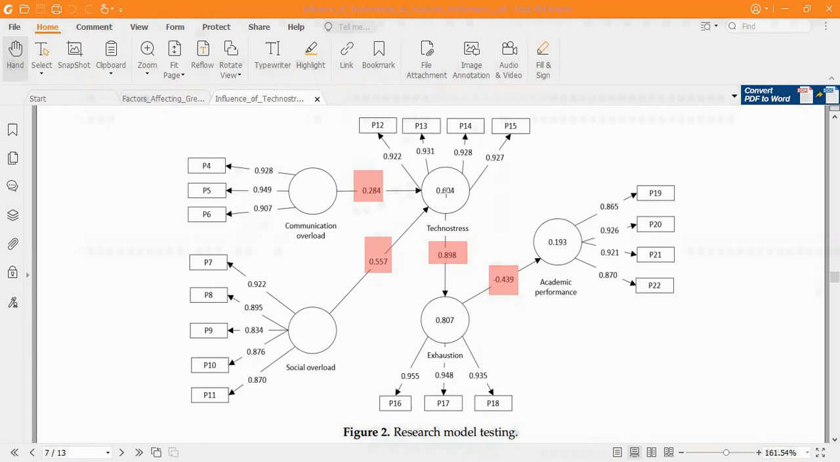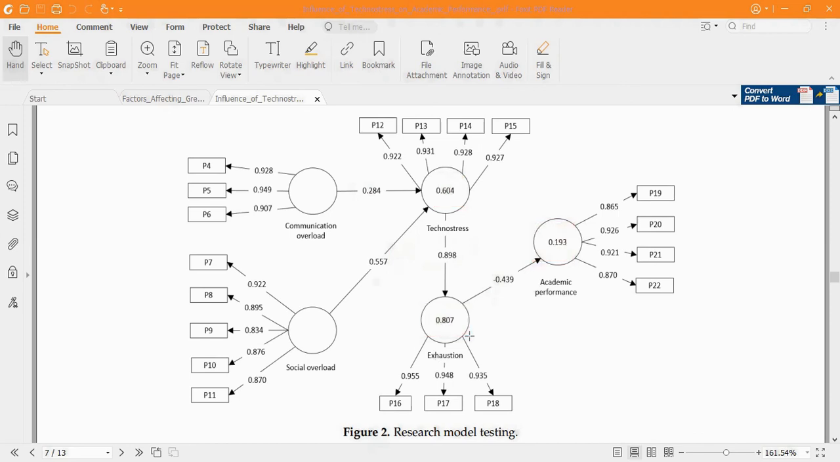So now we will get exhausted from working on this. If we want to check the impact of the techno stress on the academic performance through the exhaustion, this is our indirect effect and this is our direct effect. There is a negative relationship here, and all these others have a positive relationship. Negative in the sense that the higher the exhaustion, the lower the academic performance; the lower the exhaustion, the higher the academic performance. So these are the paths, and these are our R square values.